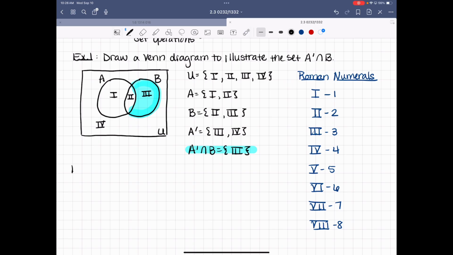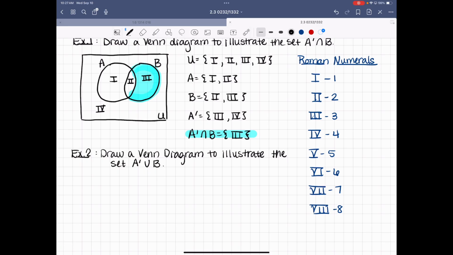Example 2. We say draw a Venn diagram. And technically, diagram is not supposed to be capitalized. I apologize. To illustrate the set A complement union B. This time it's a union instead of an intersection.